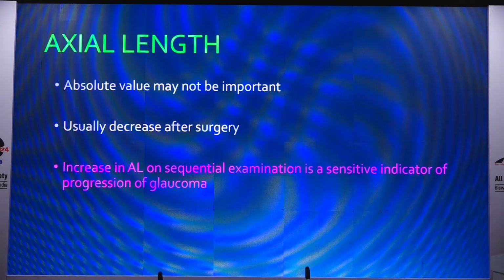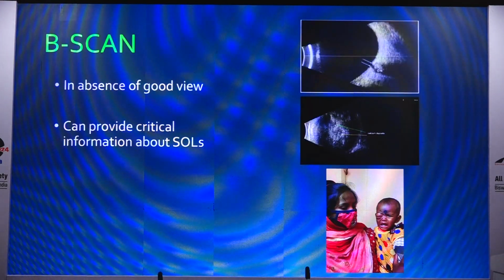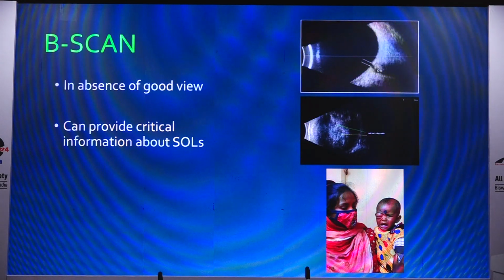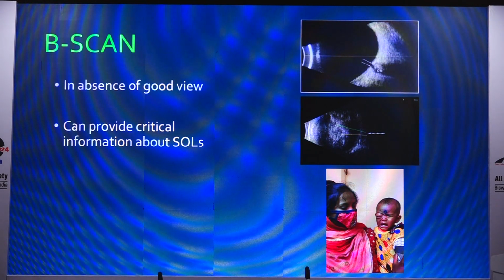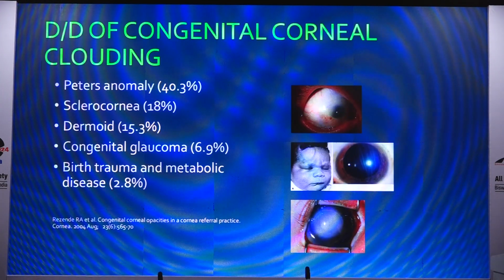But even after successful glaucoma surgery, the IOP may increase, and increase in the axial length on sequential examination is a sensitive indicator of progression of glaucoma. B scan should be done in absence of a good view, and it can provide critical information about space occupying lesions, and it's very important to rule out retinoblastoma. Now, the differential diagnosis of congenital corneal clouding has already been discussed.